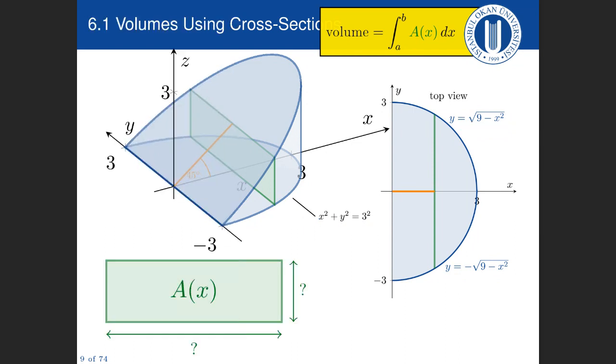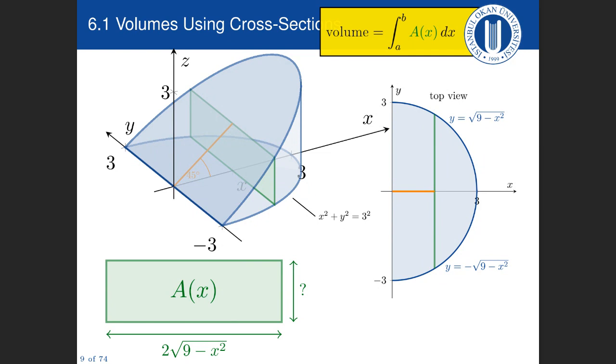So what is the width of the green rectangle? What is this distance? Well, root 9 minus x squared on the top, minus minus root 9 minus x squared on the bottom. The width of our rectangle must be 2 times root 9 minus x squared.